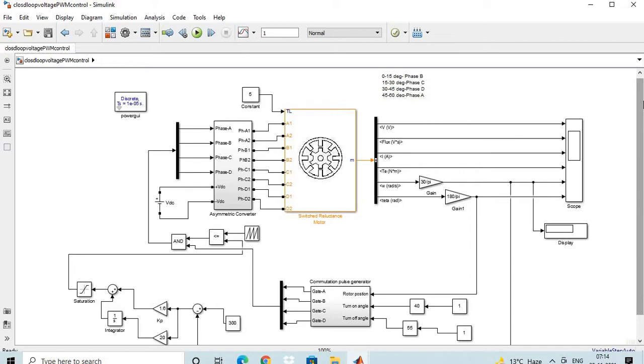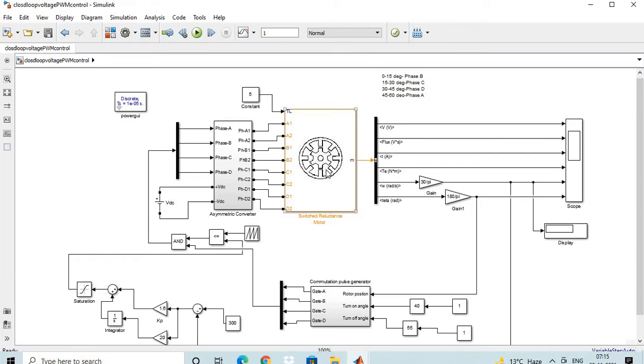Then according to the construction, there are different configurations of switch reluctance motor, like 8 by 6, 6 by 4. 8 by 6 means 8 is the stator number of poles and 6 are the rotor number of poles, whereas 6 by 4 means 6 is the stator number of poles and 4 is the rotor number of poles. So here, as this model shows, we are going to discuss the model of 8 by 6 switch reluctance motor, like 8 are the stator number of poles and 6 are the rotor number of poles.